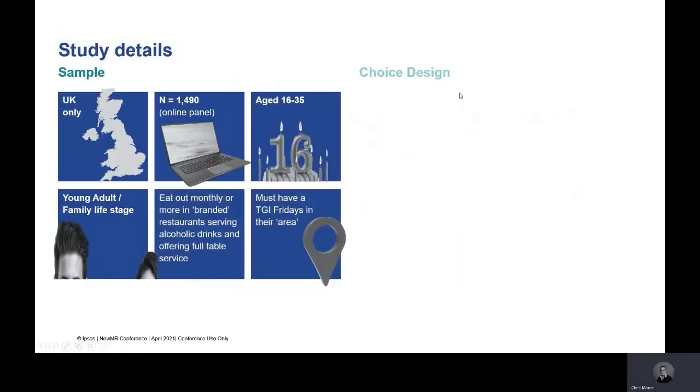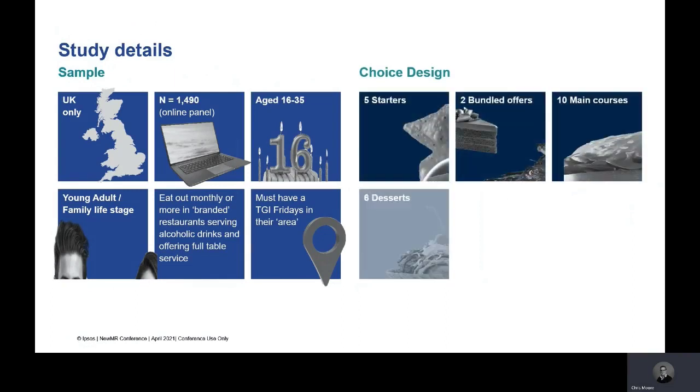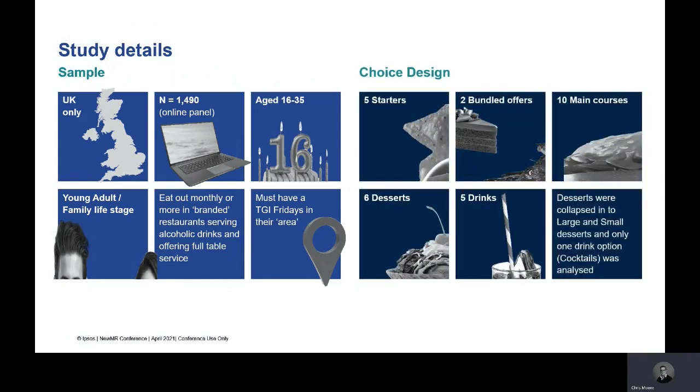Study details: it was a UK-only study with around 1,500 respondents, all under 35 at a particular life stage, and they were screened on whether they ate out monthly or more in branded restaurants that served alcoholic drinks and offered full table service. And it was important that they had a TGI Fridays in their area, and the area was defined as where they lived or where they worked.